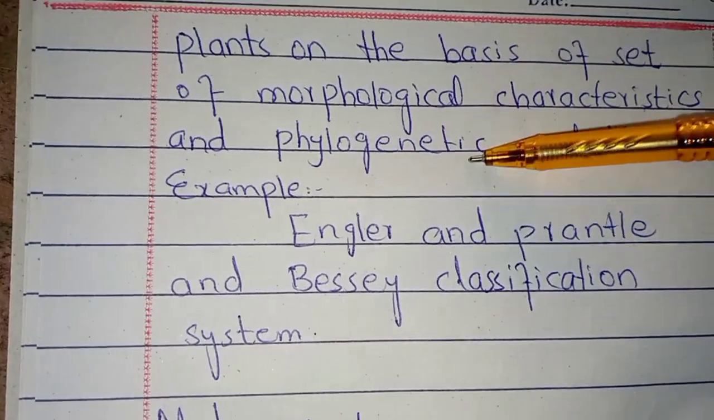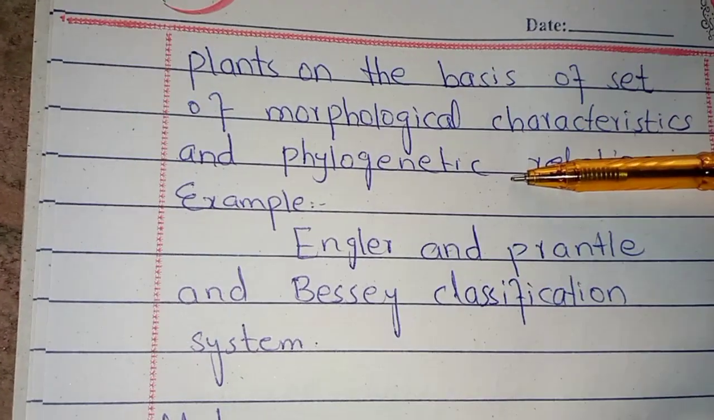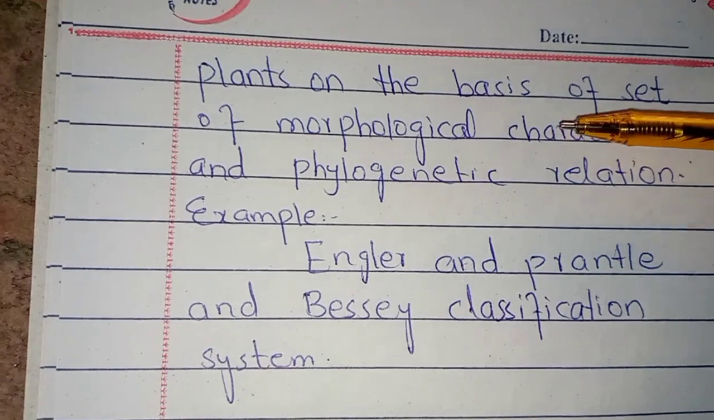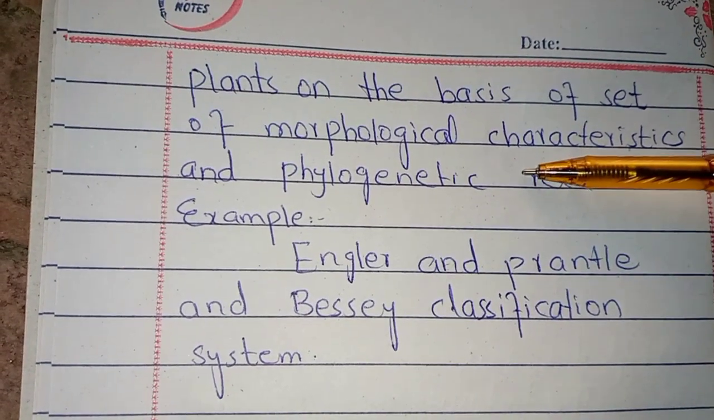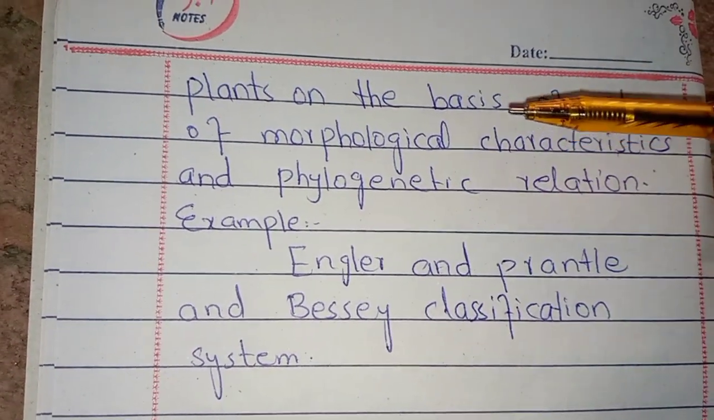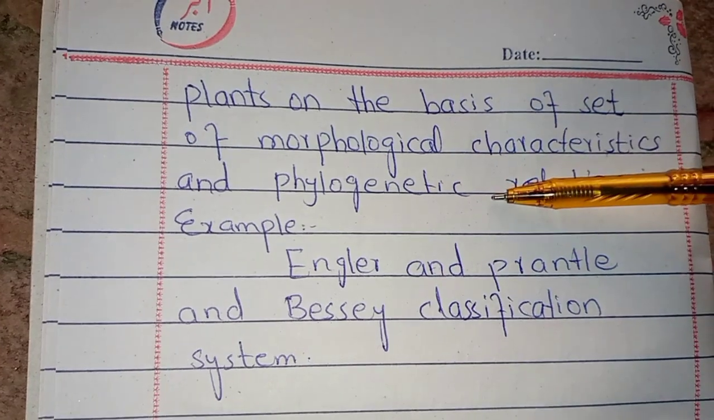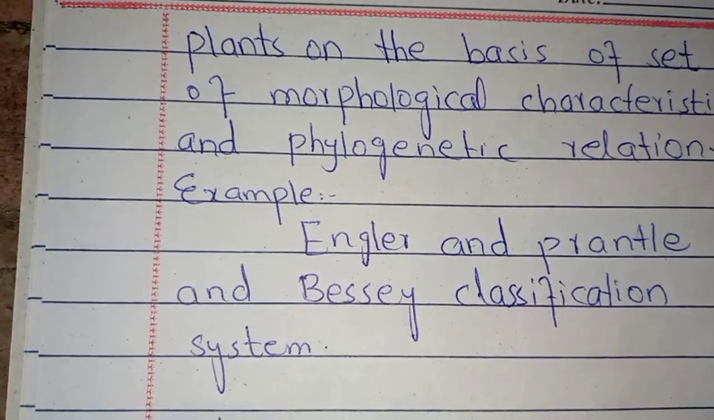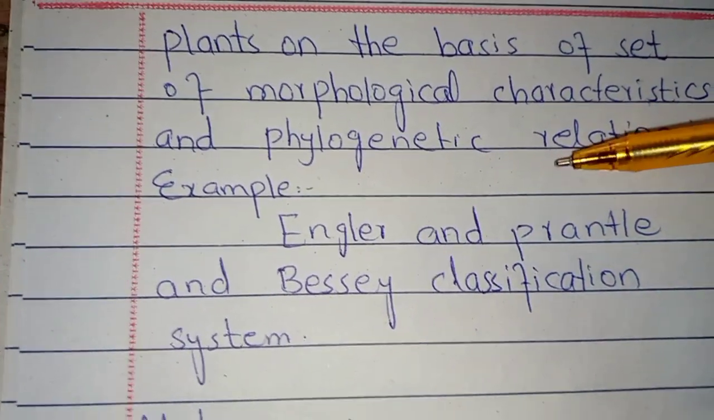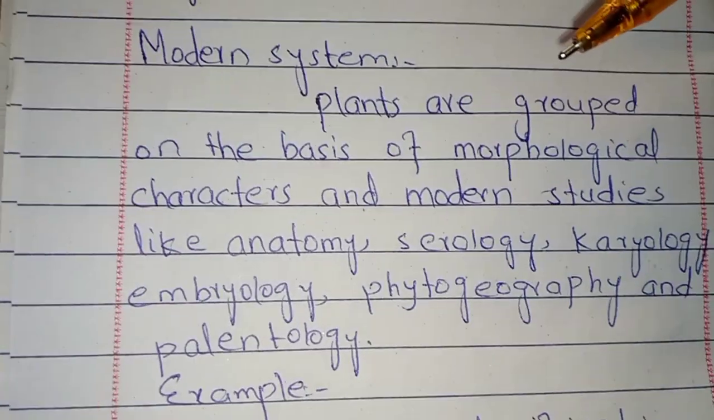The phylogenetic system of classification has an evolutionary history. Evolution joins the different groups of plants into a tree of phylogenetic groups. This system goes from simplest to complex. It also includes the Darwin concept of evolution. Next is the modern system.